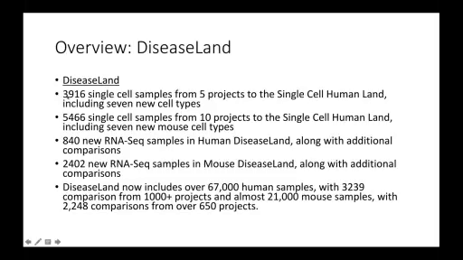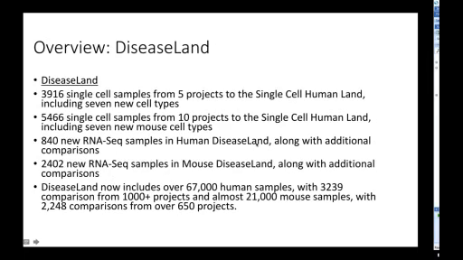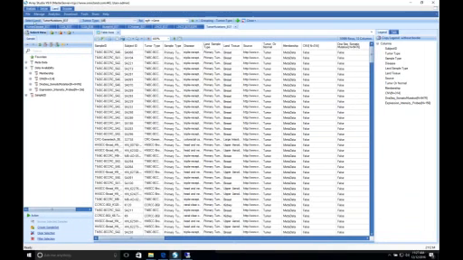So you can see there's about 3,916 new single-cell samples in the human and over 5,000 in the mouse. And then finally, DiseaseLand itself now contains over 67,000 human samples with 3,200 different comparisons from 1,000 plus projects. So we're continuing to just add to each of these lands. So take just a quick look at some of them.